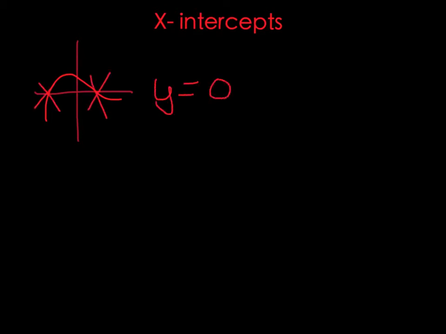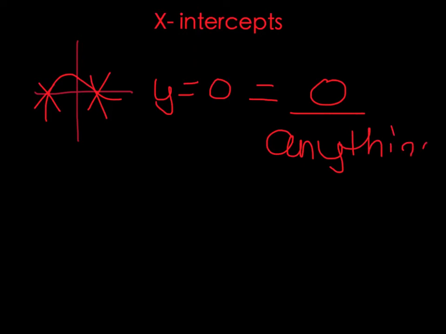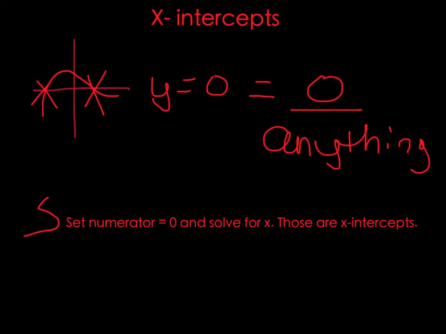The third thing is the x-intercepts, and yes, you can have more than one. If you recall, when you draw a graph and it crosses the x-axis, that's where y equals 0. So if you took your fraction and set it equal to 0, the only way that it would equal 0 is if the numerator was 0. 0 divided by anything is 0. Remember, the bottom can't be 0. We've already talked about that. So all you have to do is set the numerator equal to 0 and solve for x, and those are your x-intercepts.